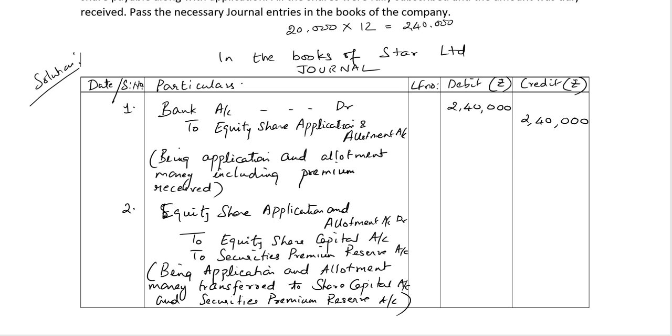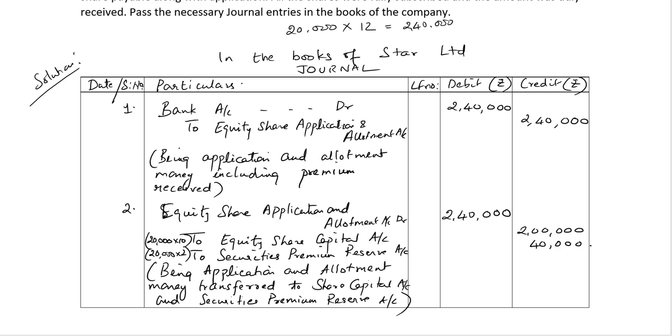Against equity share application and allotment, we will write the amount of the first journal entry. The amount towards equity share capital is 20,000 shares multiplied by 10 rupees, which comes up to rupees 2 lakh. And the amount of premium is 20,000 shares multiplied by 2 rupees per share, which is 40,000 rupees. So these are the journal entries for the first example sum. The amount is payable in lump sum and it's an issue of share at premium.